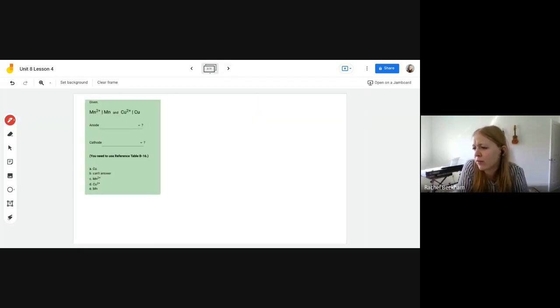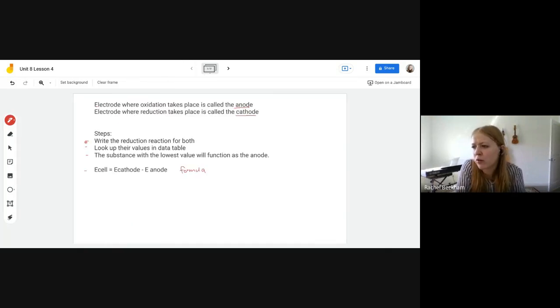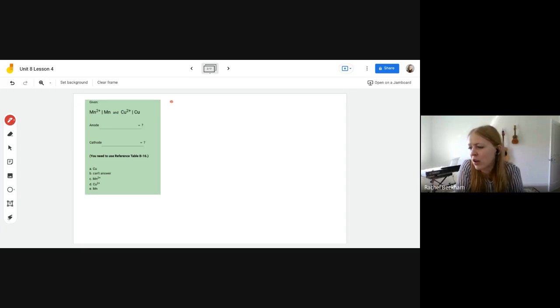But let's read the first question here from your lesson. It says, given this information, what is the anode and what is the cathode? Okay, so the first thing you're going to do is write the reduction reaction for both of those pieces of information. So for example, the reduction reaction for the Mn, or manganese, it went from 2 plus somehow all the way to Mn, just like that. And when an element is by itself, its oxidation state is 0. So this is the reduction reaction for it.